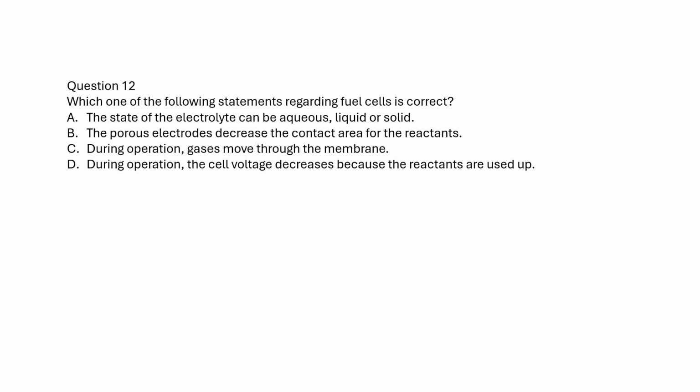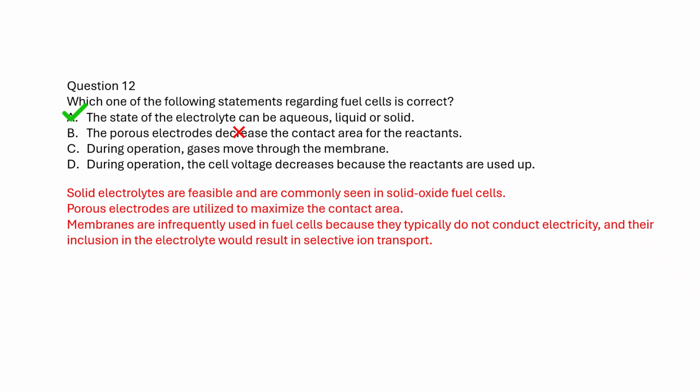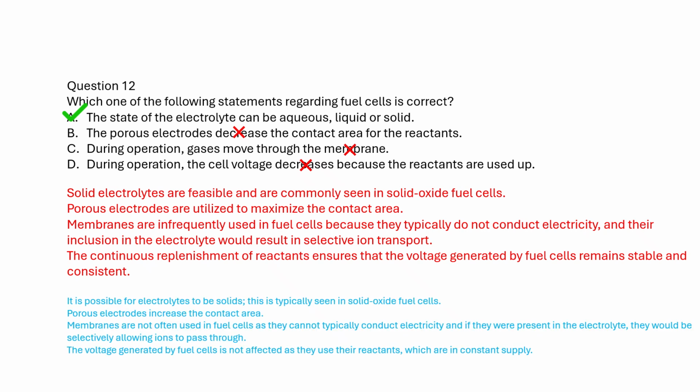Solid electrolytes are feasible and are commonly seen in solid oxide fuel cells. Porous electrodes are utilized to maximize the contact area. Membranes are infrequently used in fuel cells because they typically do not conduct electricity, and their inclusion in the electrolyte would result in selective ion transport. The continuous replenishment of reactants ensures that the voltage generated by fuel cells remains stable and consistent.